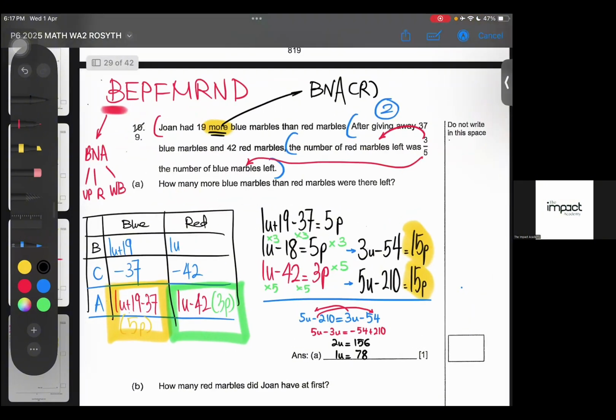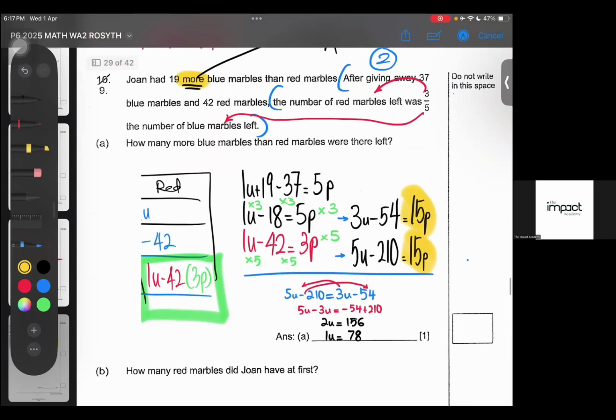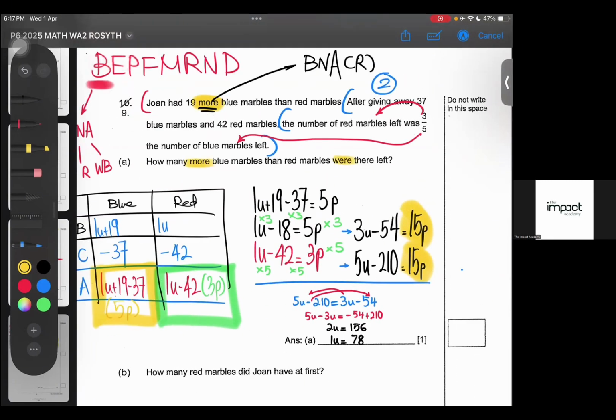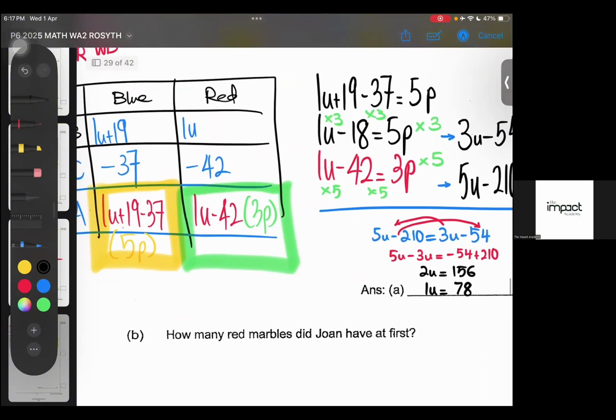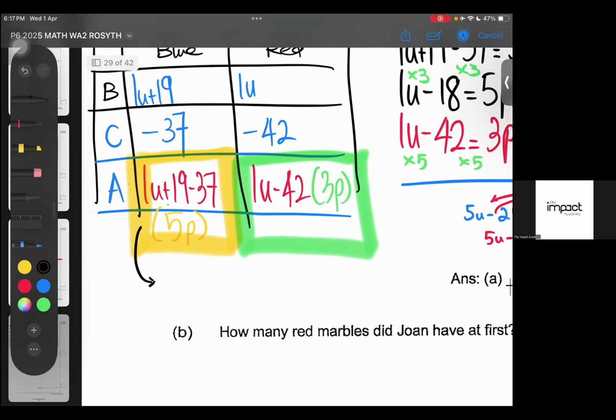Read the question for me once you're done. How many blue marbles and red marbles were there left? Left. So where should I look? Shall we go and find? After. The after, very good. So tell me how many blue do I have? How many red do I have?